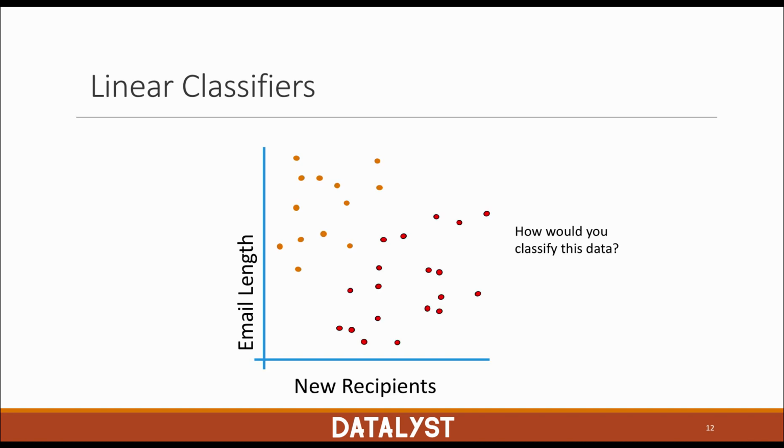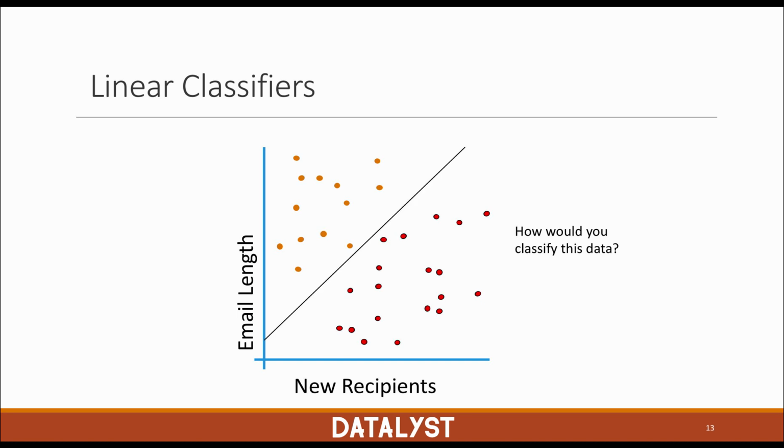So let's start with the linear classifiers. We've seen this graph in a previous session as well. Here we have a scatter plot of this fictional dataset with two variables, email length and new recipients. So we have two classes, spam and ham. You can assume that the red class represents spam emails and the orange data points represent ham emails. So given this graph, given these two variables, given these two classes, and someone asks you, okay, how would you classify this data? Think about it.